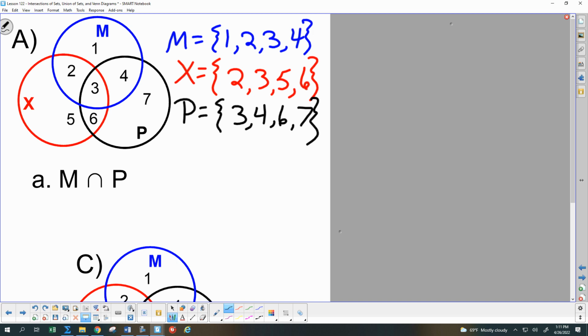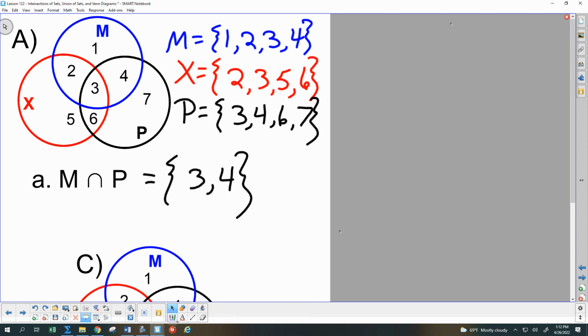But now we want to know, M, is that intersection or union? Intersection, so is that overlap or put everything all together? So we want the overlap of M and P. So you can look at your circles. Where do the blue and the black circles, the M and P circles, overlap? Or since we wrote them out, you can look at your lists and what are the numbers that are in that overlap? Amelia? So 3 and 4 would be the overlap.